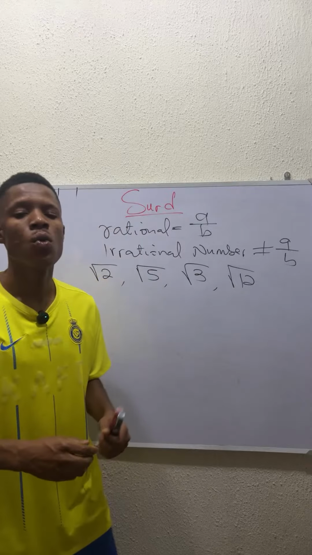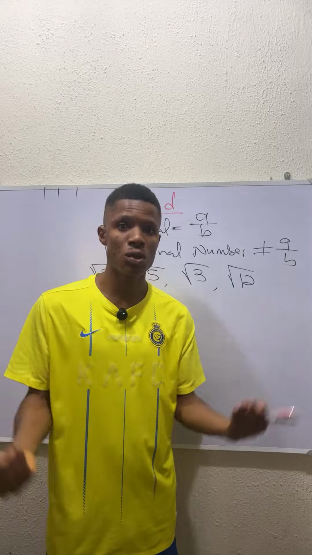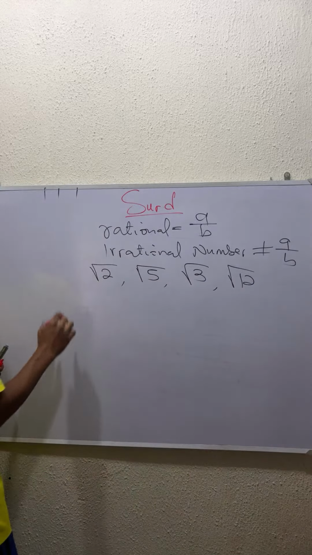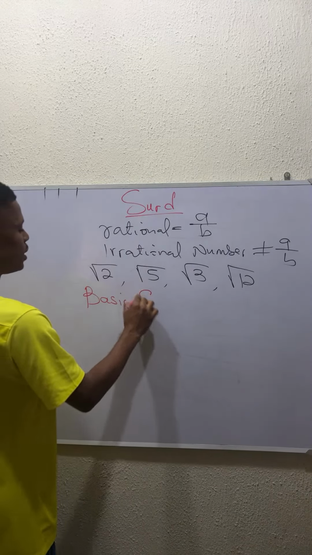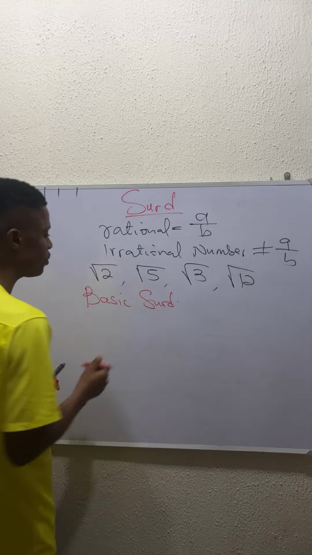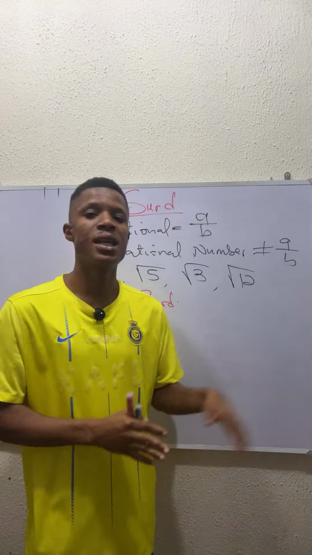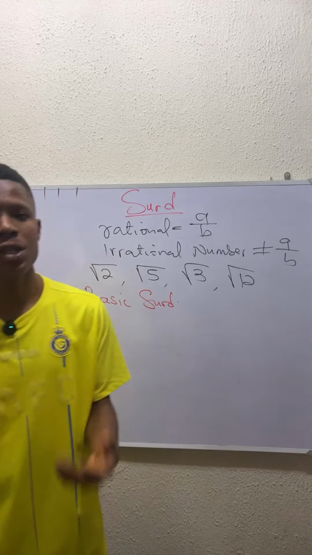In surds, we have various forms in which surds can occur. The first form is the basic surd. What are basic surds? A surd can be seen as a basic surd if it cannot be further reduced.